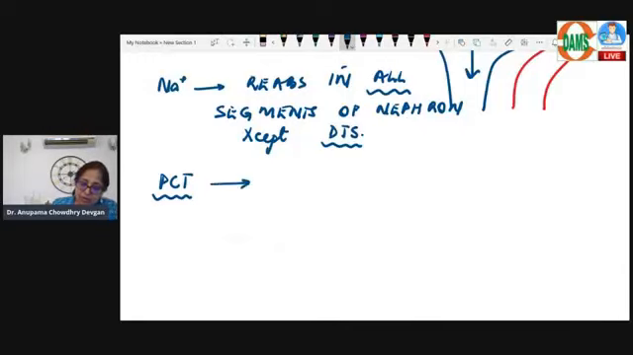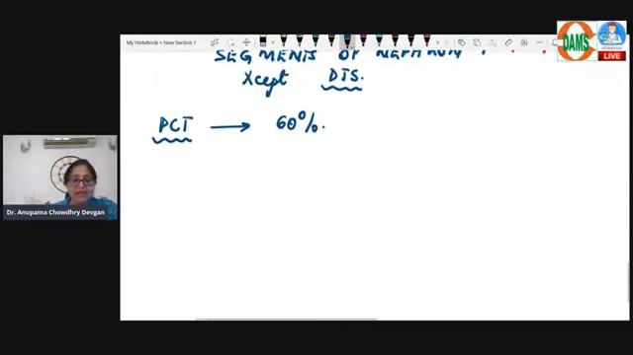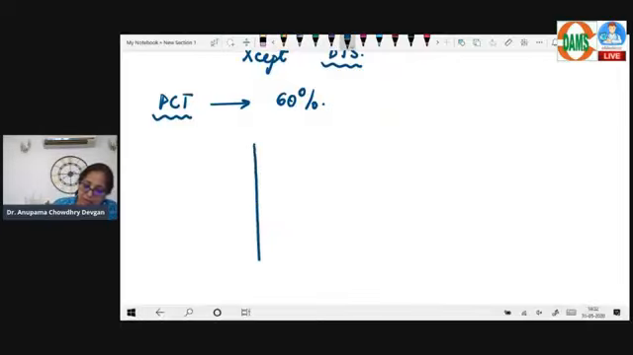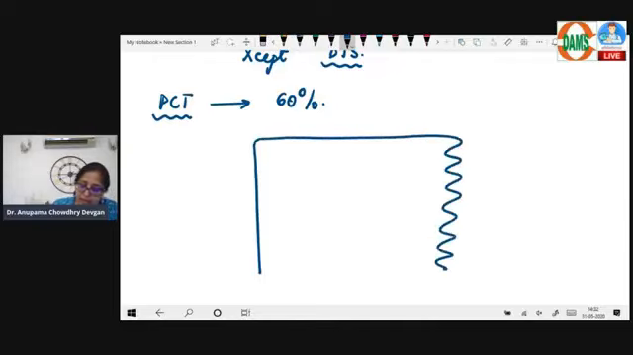In the PCT, almost 60% of the sodium is reabsorbed. Sodium is going to be reabsorbed in the PCT itself. Yes? So let us see what is the mechanism of sodium reabsorption in the PCT. This is the PCT cell.